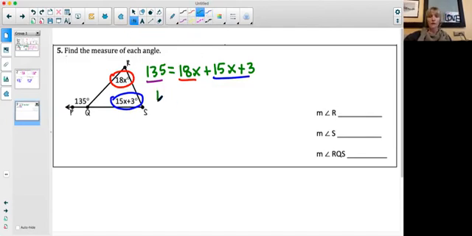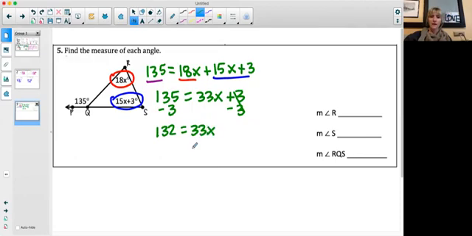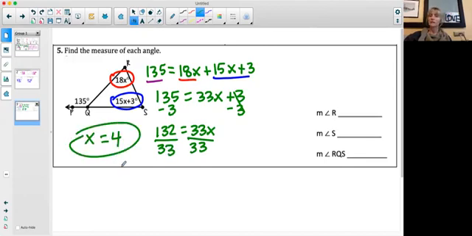I have two x values on the same side, so I am going to combine them. 18x plus 15x is 33x. Now I'm going to solve for x, doing a two-step equation. Minus 3 from both sides. This is 132 equals 33x. I'm going to divide both sides by 33. And x equals 4. That is an excellent thing to find, but that's not even what they asked me for.